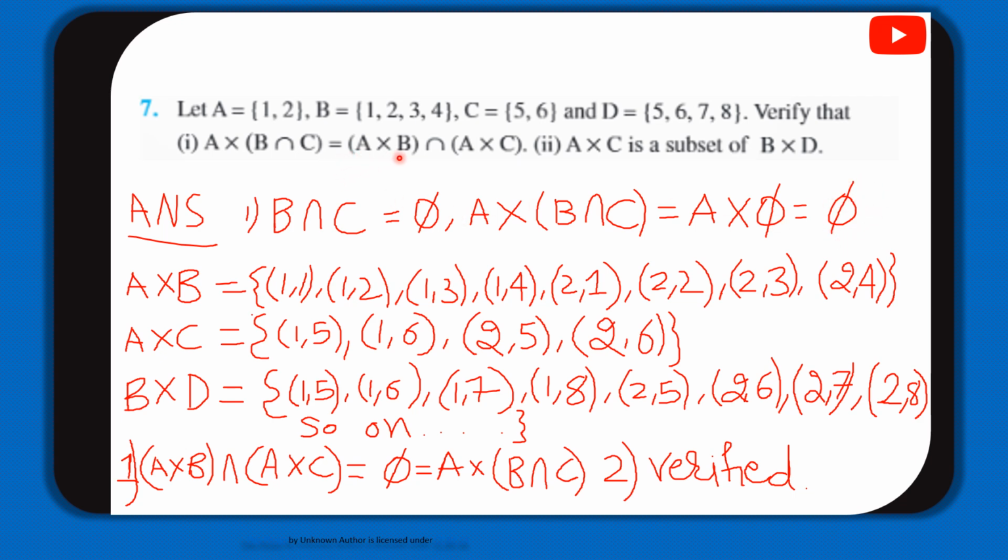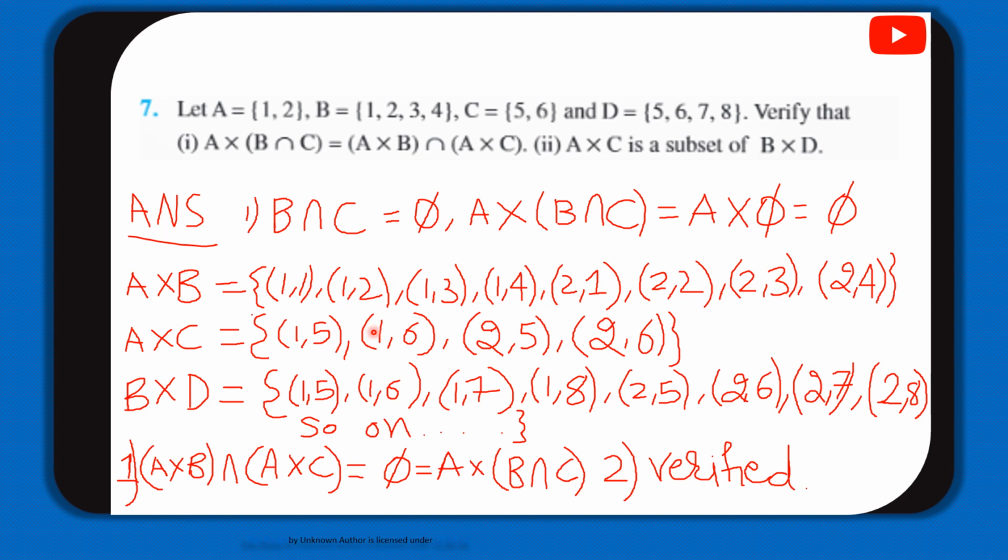Okay. A multiplied by B: A is {1, 2} and B is {1, 2, 3, 4}. (1, 1), (1, 2), (1, 3), (1, 4), (2, 1), (2, 2), (2, 3), (2, 4). Okay, A multiplied by B is this. And A multiplied by C, with {1, 2} and {5, 6}: (1, 5), (1, 6), (2, 5), (2, 6). Okay. A multiplied by B is this one, and A multiplied by C is equal to (1, 5), (1, 6), (2, 5), (2, 6). Are there any common elements? (1, 1), (1, 2), (1, 3), (1, 4).